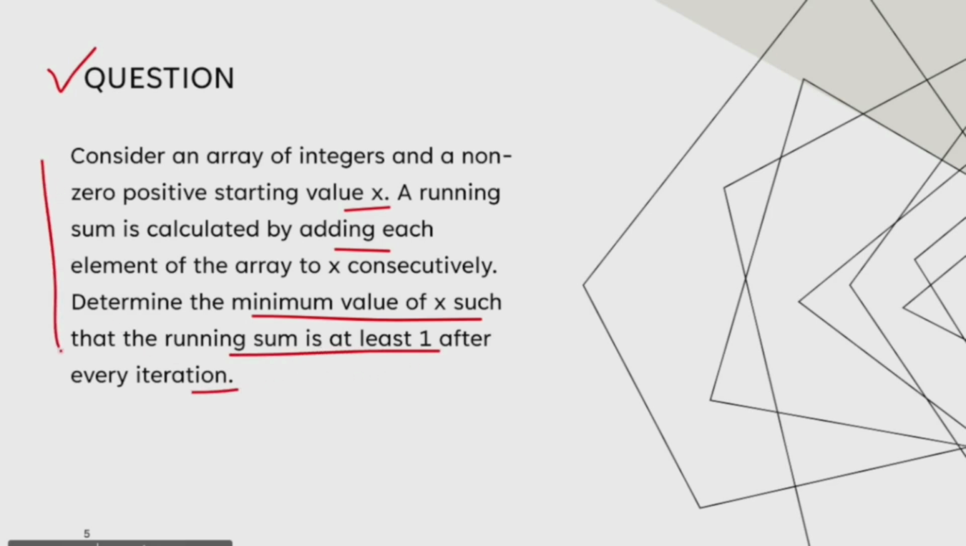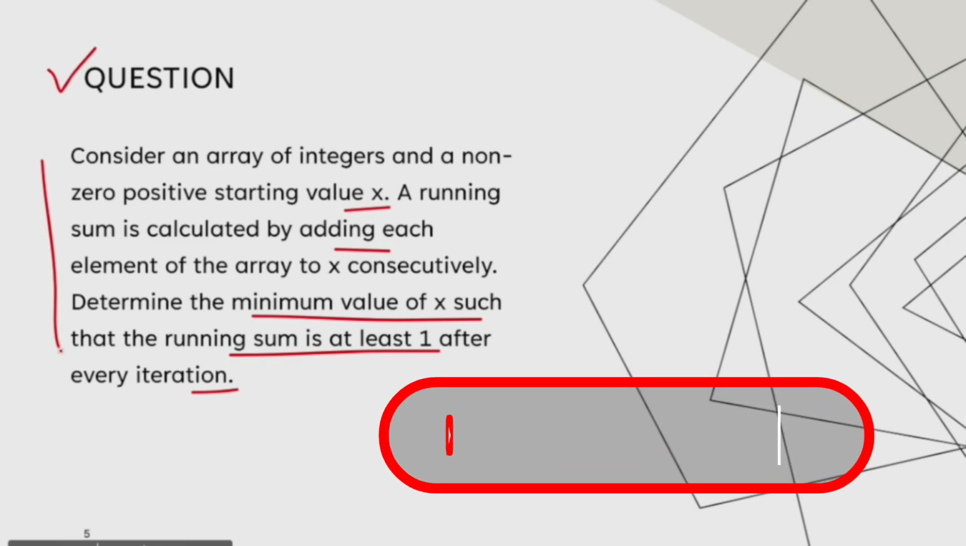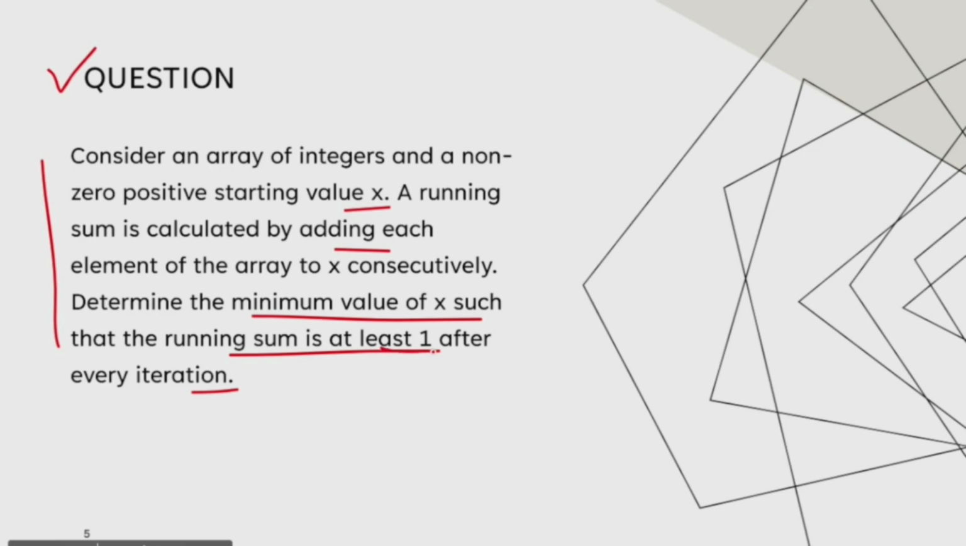So first you have an integer array. Now you have to calculate the running sum of that particular array. But while calculating your running sum, you have to make sure that in each running sum that value is at least 1, meaning the summation value is at least 1. You have to add the elements of the array to x consecutively, meaning you have to start your running sum calculation with a starting value x.